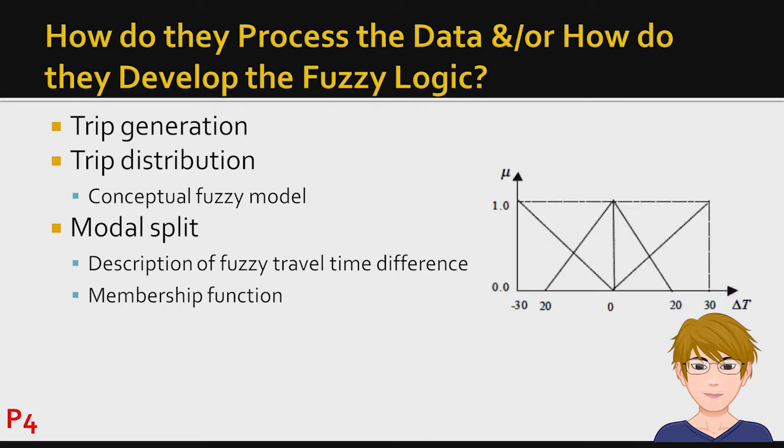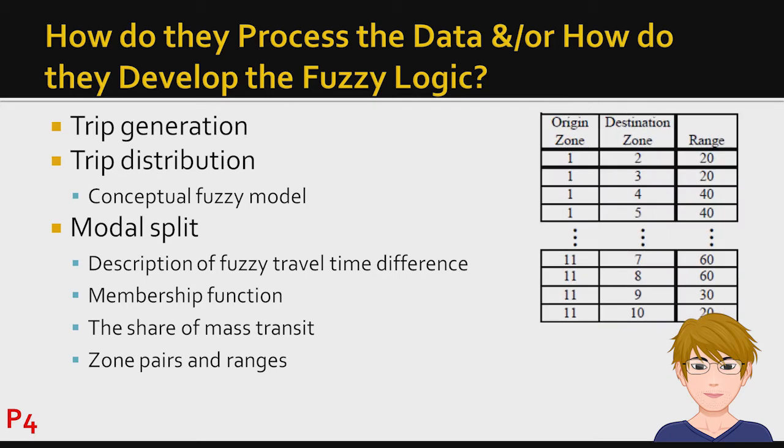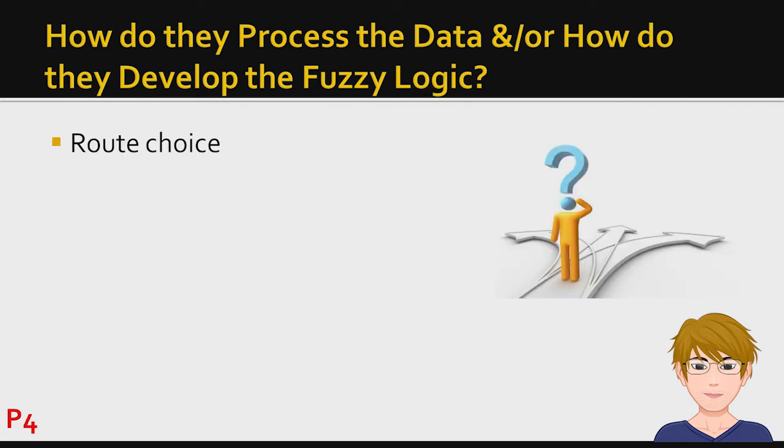Okay, membership function. Next is the share of mass transit. Next is the zone pairs and range. Next is the mean max gravity method. Next is the route choice. Next is the traffic assignment.